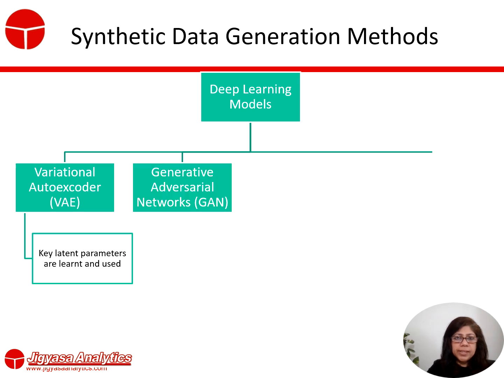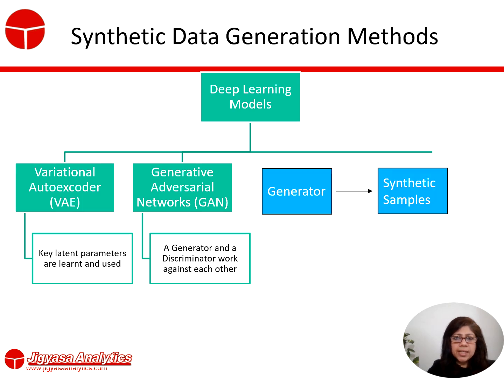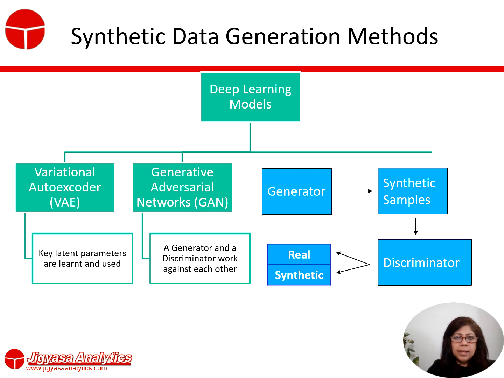Generative adversarial networks consist of two neural networks working against each other. One is a generator that generates fake or synthetic data, and the other is a discriminator which is trained to discriminate between real and synthetic data. The generator and the discriminator work against each other until the generator produces high-quality synthetic datasets that the discriminator cannot distinguish from real datasets.